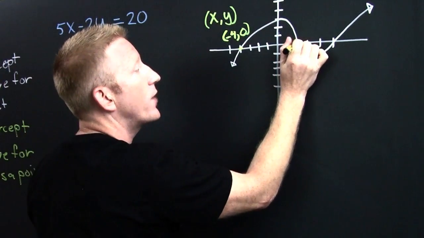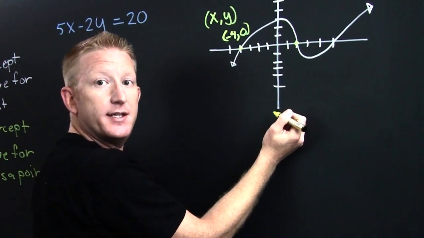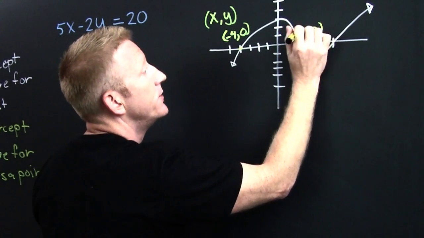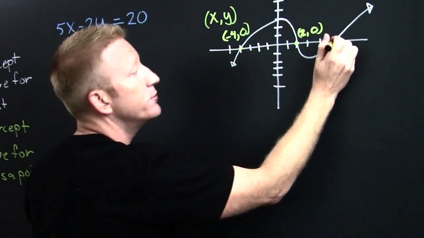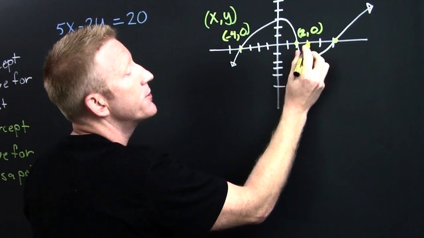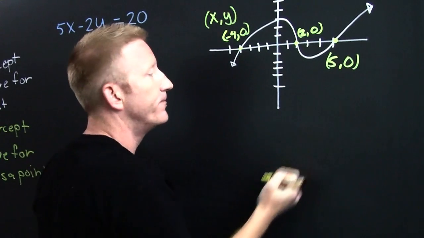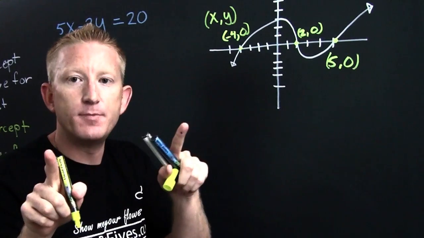What's this point? Right here. Its x coordinate is 2, and its y coordinate is 0. And we go to here: 1, 2, 3, 4, 5. This is 5, 0. Good times. What's my point?